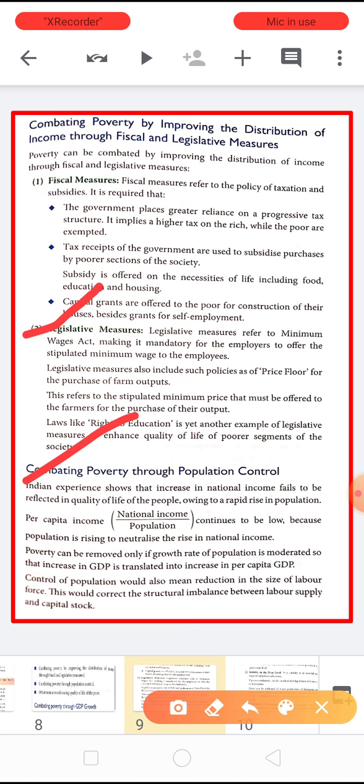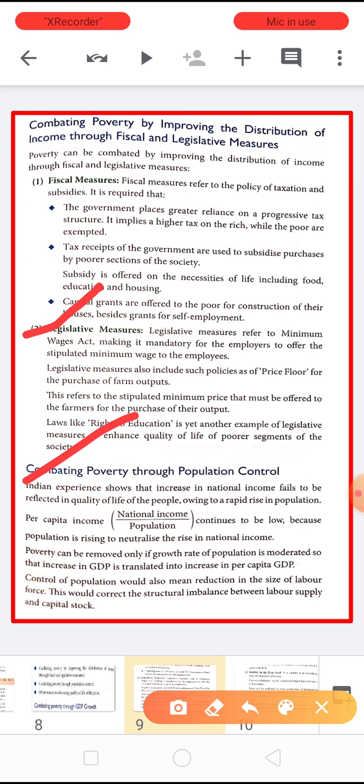Now the next one is combating poverty through population control. Children, Indian experience shows that an increase in national income fails to be reflected in the quality of life of the people, owing to a rapid rise in population. So, children, per capita income, which is national income divided by the population, continues to be low because the population is rising to neutralize the rise of national income.